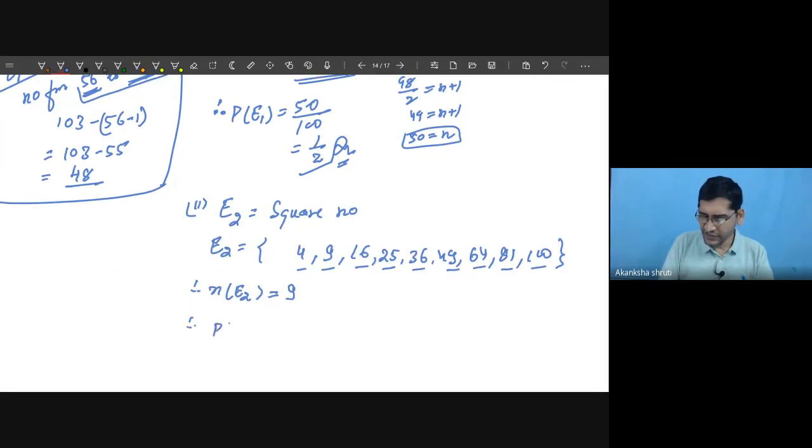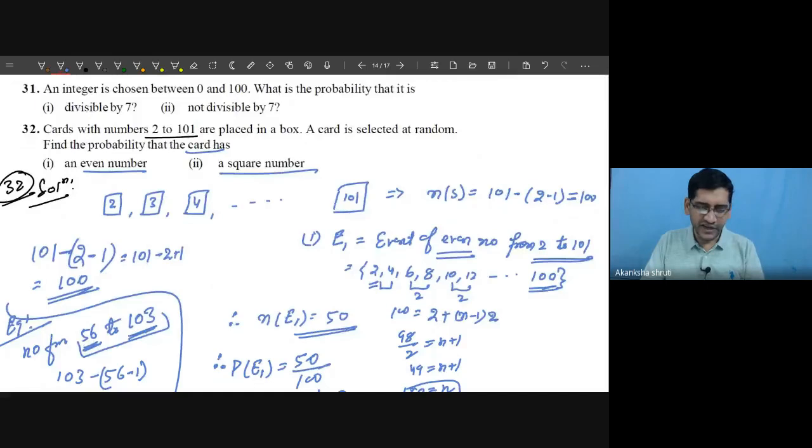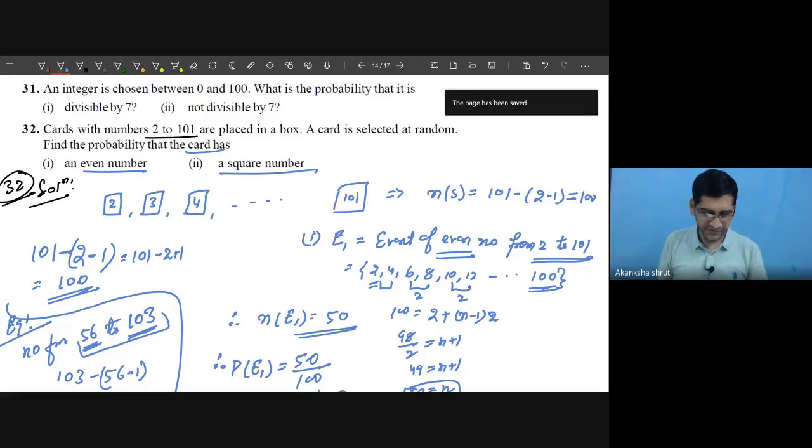Therefore, PE2 becomes NE2 by NS. Here we have counted, it is 9 and the denominator is 100. It is this. So questions are very easy. It was all about that. Now let us come to question number 31. I had explained 32 first to help you understand. The same thing you also need to apply for the 31st.